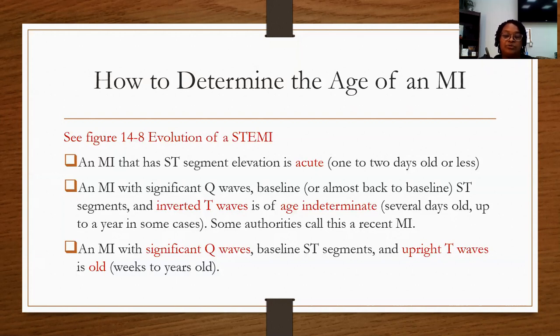And sometimes doctors will refer to that as a recent MI. An MI with significant Q waves, your ST segments back to the baseline, and your T waves back upright is said to be an old MI, and that means it could have occurred weeks to years ago.